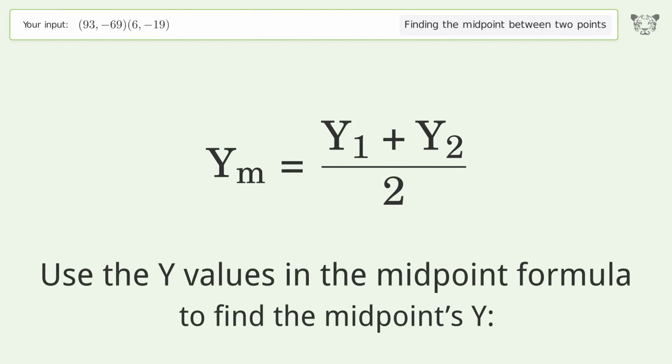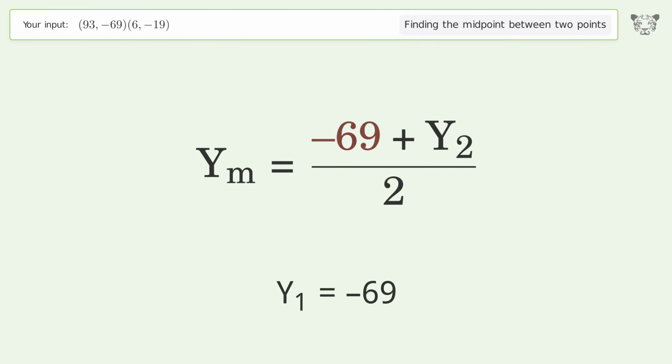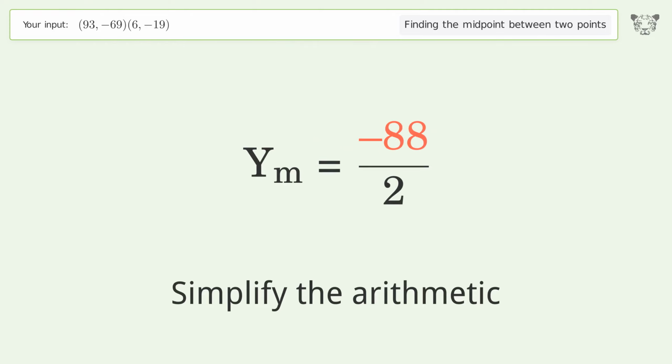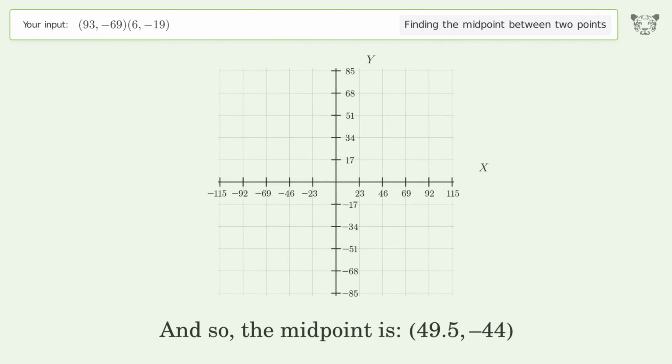Use the y values in the midpoint formula to find the midpoint's y. y1 equals -69. y2 equals -19. Simplify the arithmetic. And so, the midpoint is 49.5, -44.